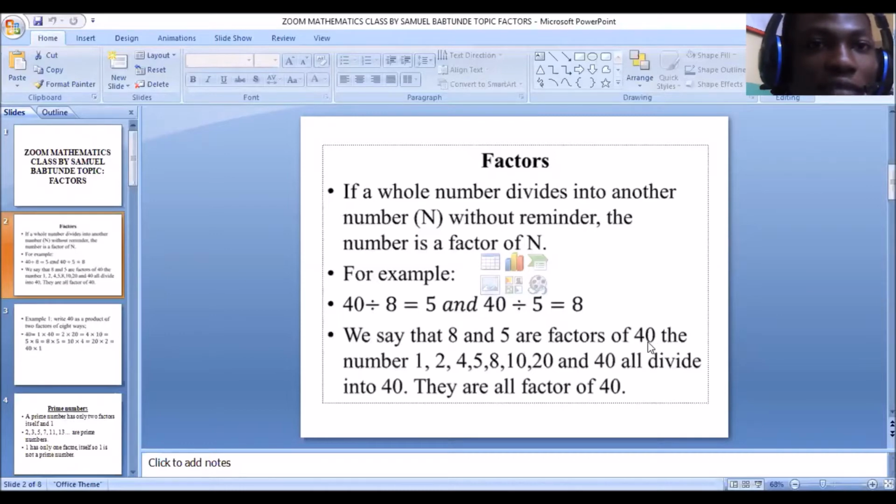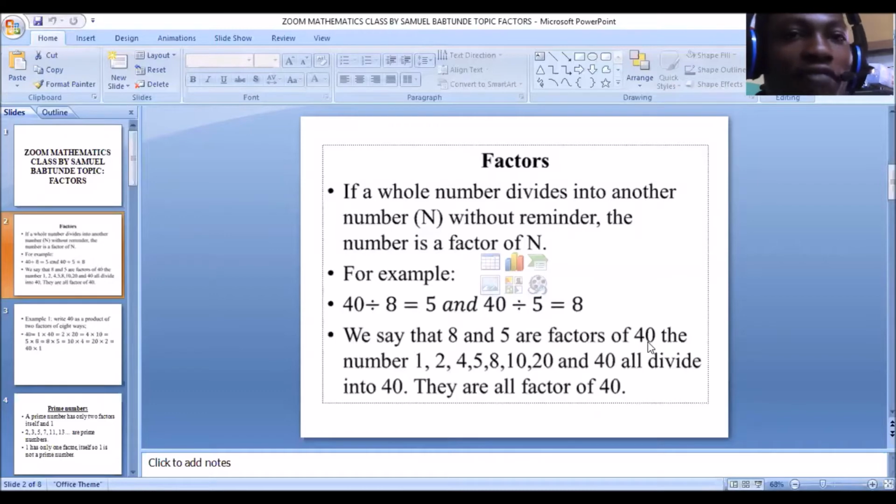I believe you understand what I mean now. So, 8 and 5 are factors of 40. Why? Because 8 can divide into 40 without any remainder. So, 8 will go into 40 5 times without any remainder. Likewise, 5 can go into 40 8 times without any remainder. So that's why I say 5 and 8 are factors of 40.